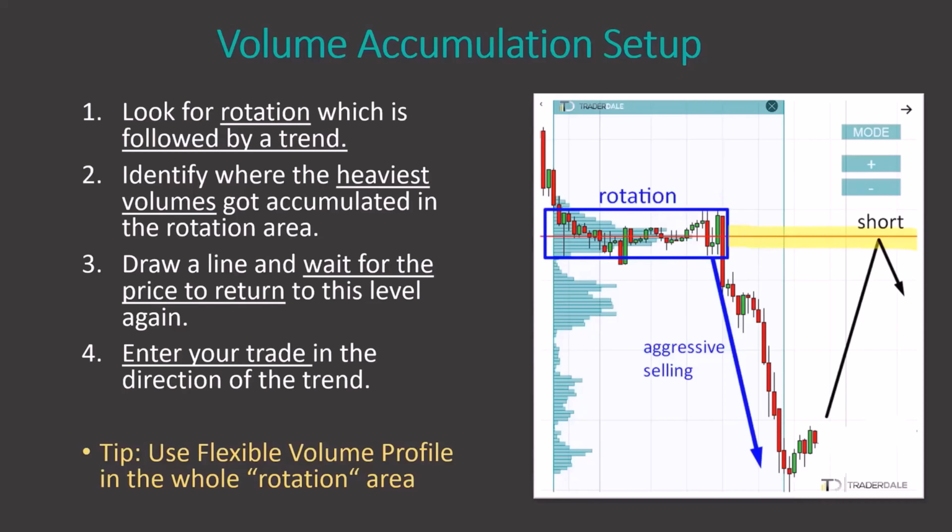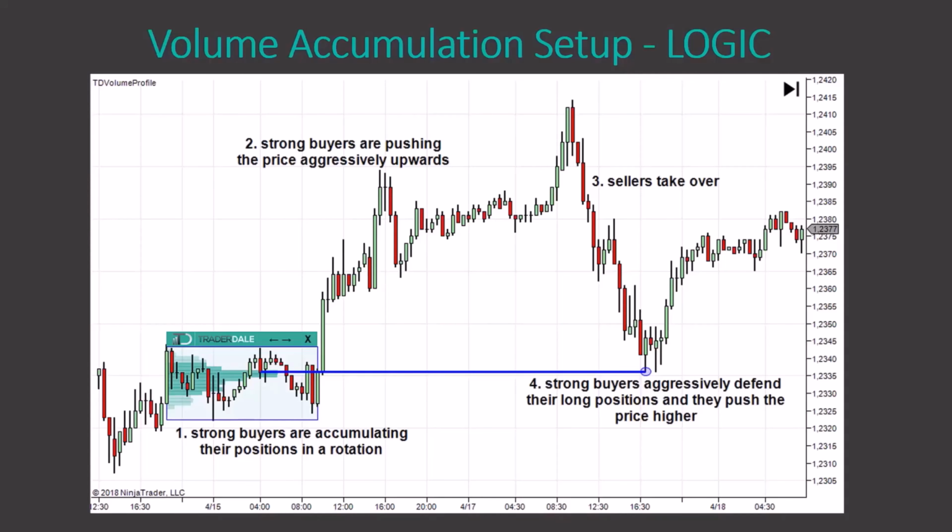Now, this is the setup, but let me now show you the reasoning behind the setup. Let me tell you why it works. So this is another example of the volume accumulation setup. There was a rotation in here with massive volumes created and traded in here at this price level. Now, from that, there was a strong buying activity, an uptrend. This is the first step of the volume accumulation setup, right? Find a rotation followed by a trend. So, what happened in here?